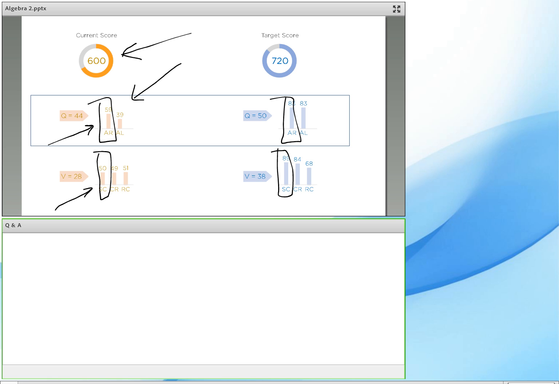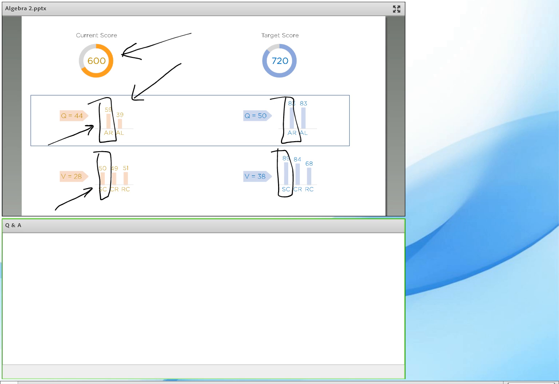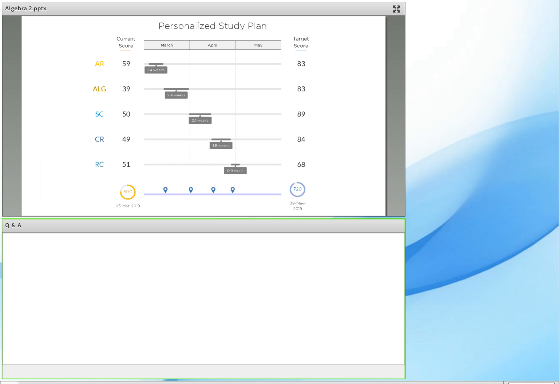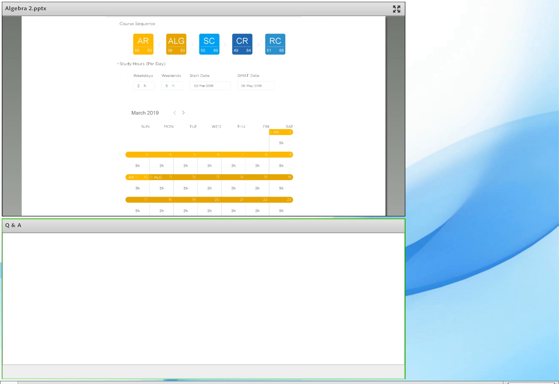So it tells you where you are today, and using that data and using GMAT Planner, you can really create a plan to go from where you are to where you want to be. Next, the GMAT Planner tells you how much time you need to improve in each subsection. So over here you can see your starting abilities, your target abilities, and how much time you need to spend on every subsection. And this recommended time takes into account how many hours you can put in every day. And it then gives you a calendar view.